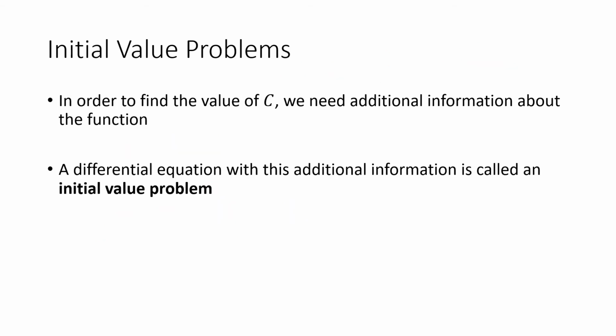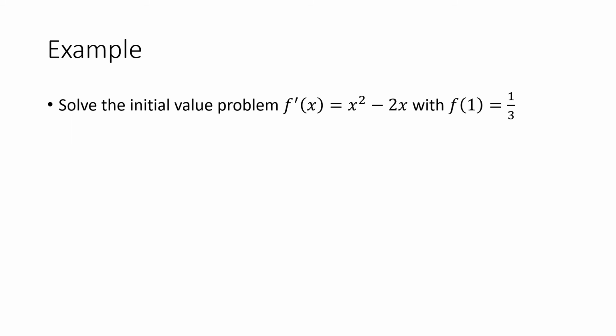Now, anytime we do this kind of differential equation solving and we take an antiderivative, we're going to get a plus c. But the only way we're going to be able to figure out what the actual value of c is, the only way we're going to get an actual number there, is if we have a little bit of additional information. And when we have that additional information with our differential equation, the whole thing is called an initial value problem. So let's do an example of an initial value problem.